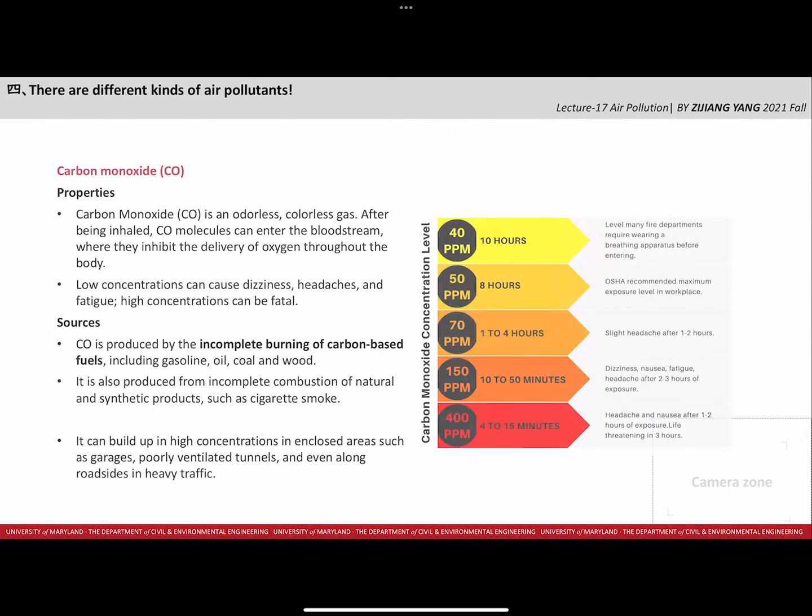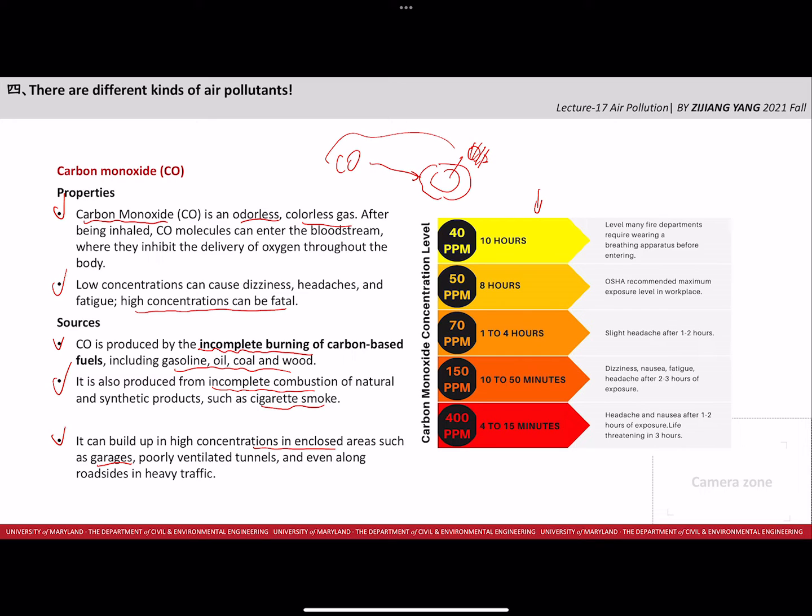Is incomplete burning only due to not having enough oxygen, or is it also due to the temperature not being hot enough? Oh, this is a good question. As far as I know, when it's burning, the temperature of the material is very high. So I think the temperature should be okay, but the amount of oxygen would be the limiting factor.